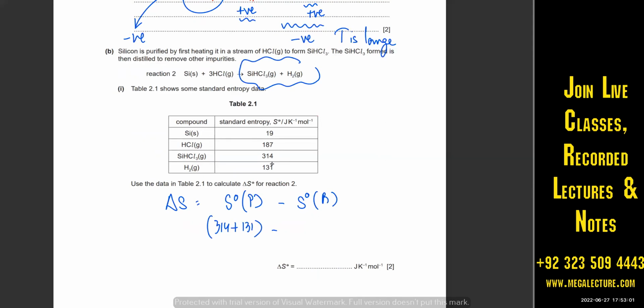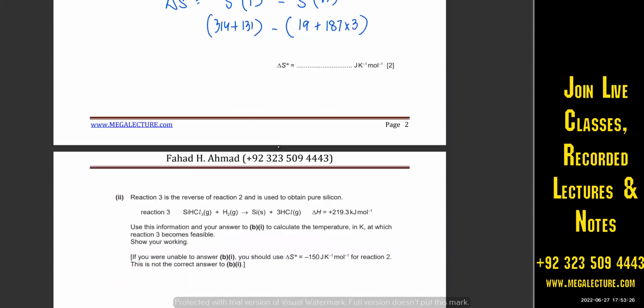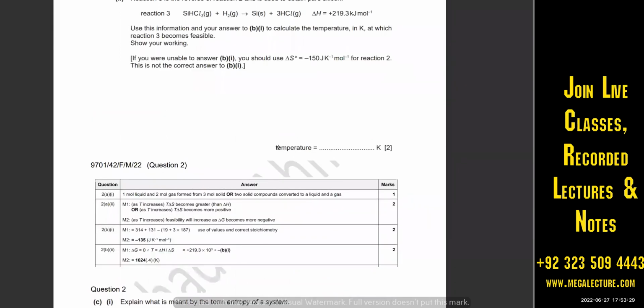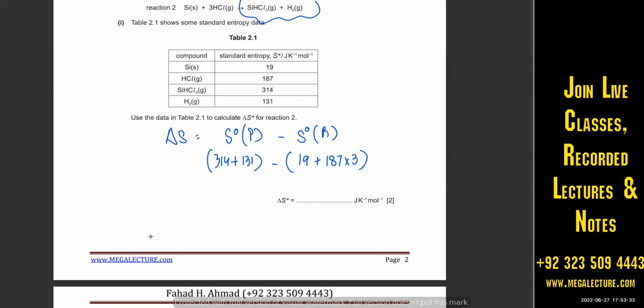And my reactants are, so what are my reactants? My reactants are silicon. One second. So one of them is silicon, that's 19. And the other one is HCl, there are 3 of them. So that's 187 times 3. So you just find the value, which probably is already calculated somewhere. And that's minus 135. As I keep your calculator with you, I'm not going to look at the marking scheme now.